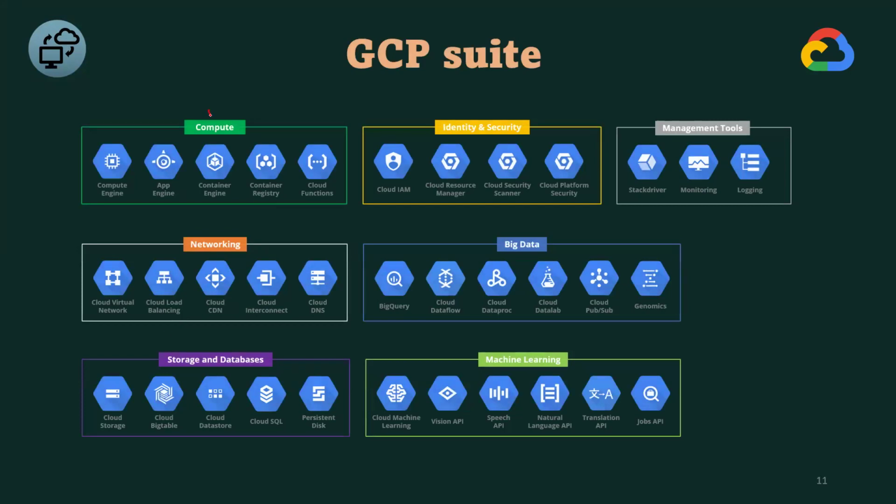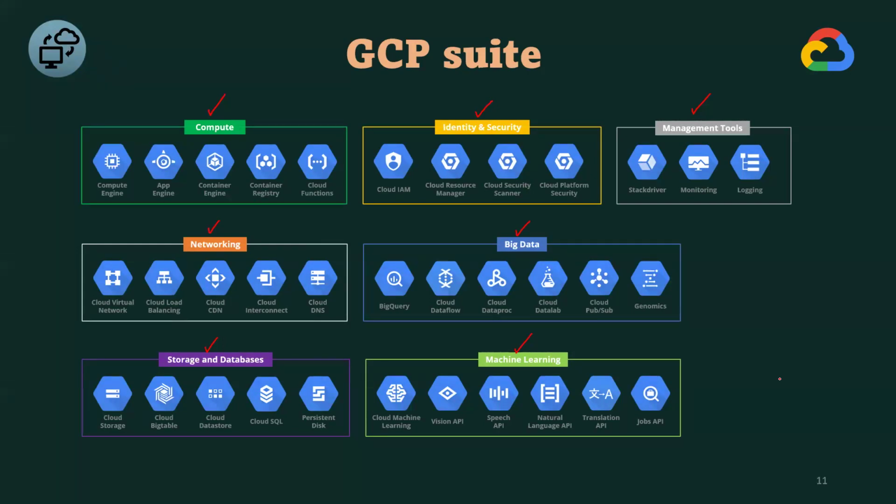So GCP is providing compute services. It is also providing identity and security services. It provides you the management tools, networking tools, big data tools, storage and database services, machine learning services. So Google Cloud Platform is providing you the services which are required for the IT companies.